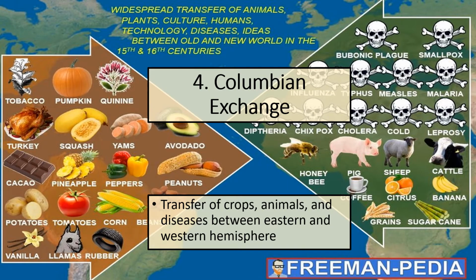Over time, the transfer of crops, animals, and disease between the eastern and western hemispheres, known as the Columbian Exchange, altered life everywhere. The introduction of potatoes, corn, and tomatoes to Europe led to population growth. The introduction of deadly pathogens such as smallpox and measles devastated the populations of the Americas.